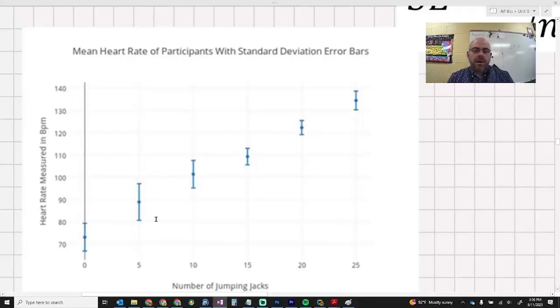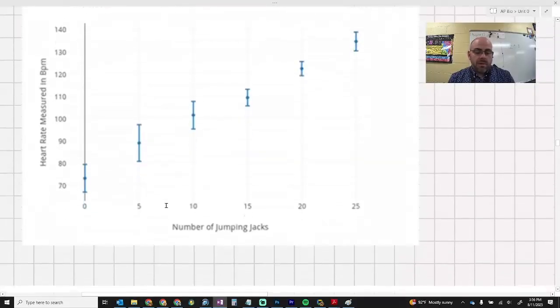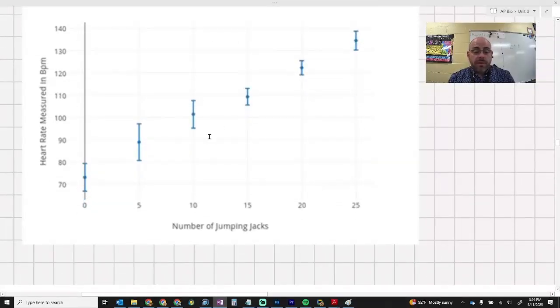All right, so what does standard error do? So in this particular graph, we have jumping jacks and we have heartbeat. Apparently this is a scatter plot, right? Because we have two seemingly unrelated things, and we're determining a relationship. There's a positive relationship between jumping jacks and heart rate, because as jumping jacks goes up, so does heart rate. Easy. What does this little bar mean?